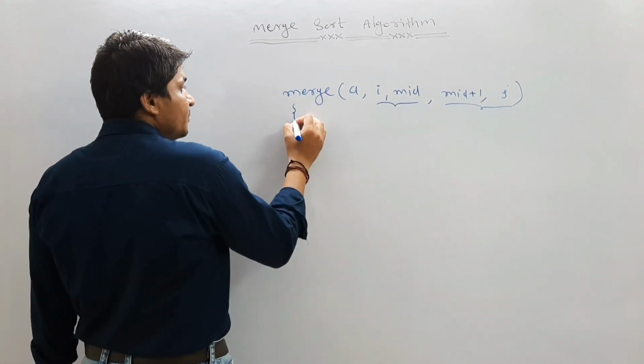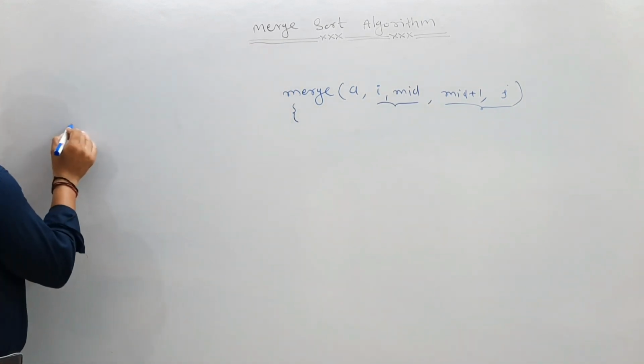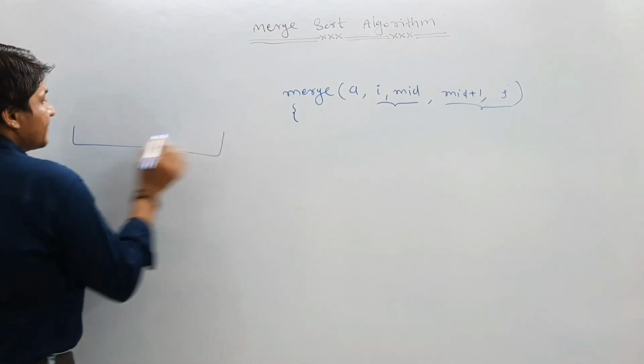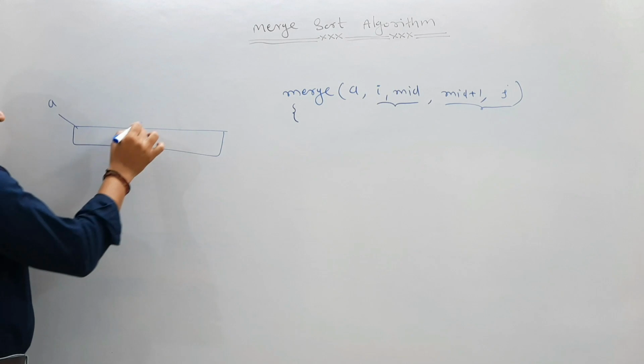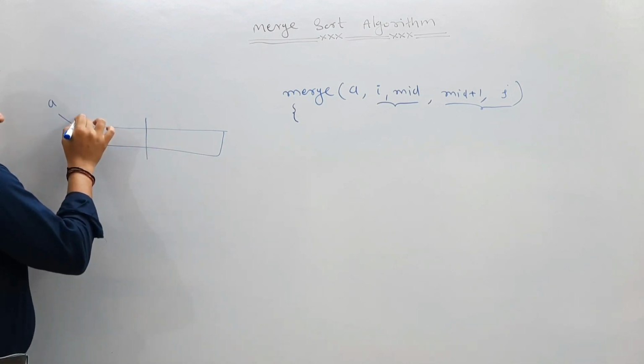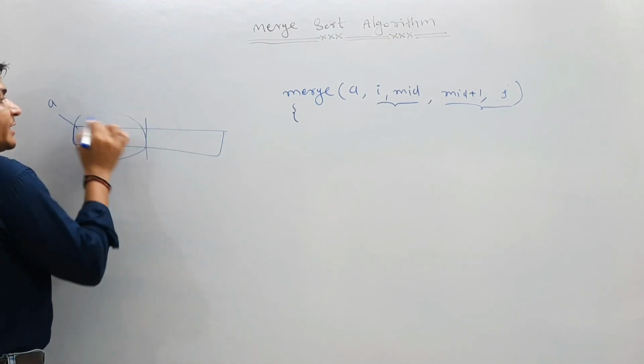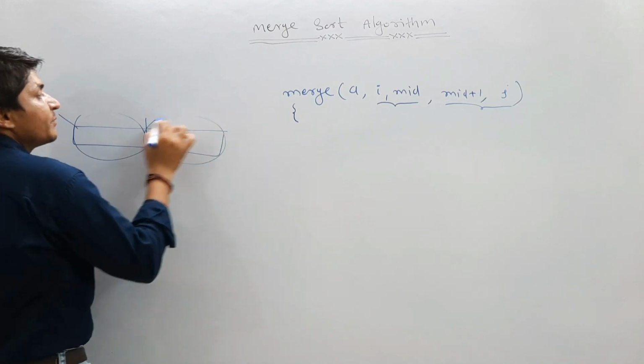So now what will we do? Let's say A is the array. In this array we have two sorted subarrays. This is one sorted subarray, and this is another sorted subarray, correct?